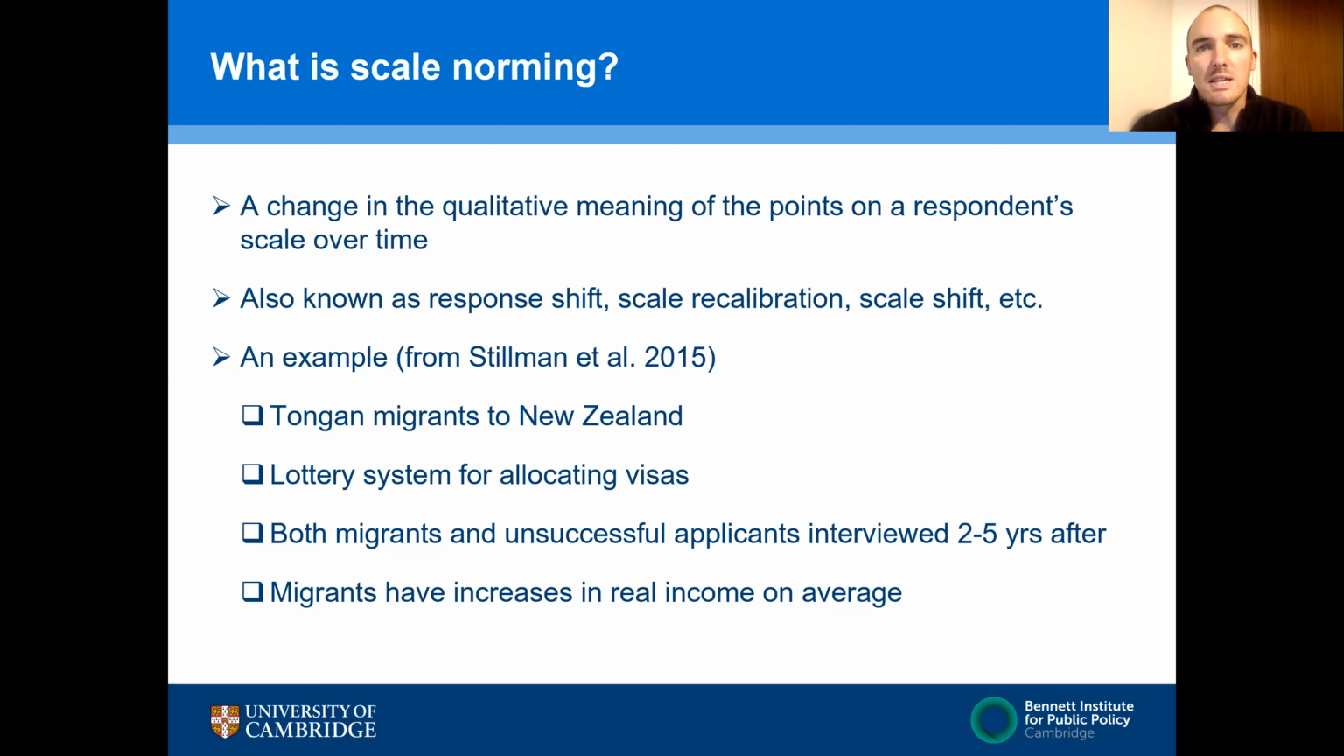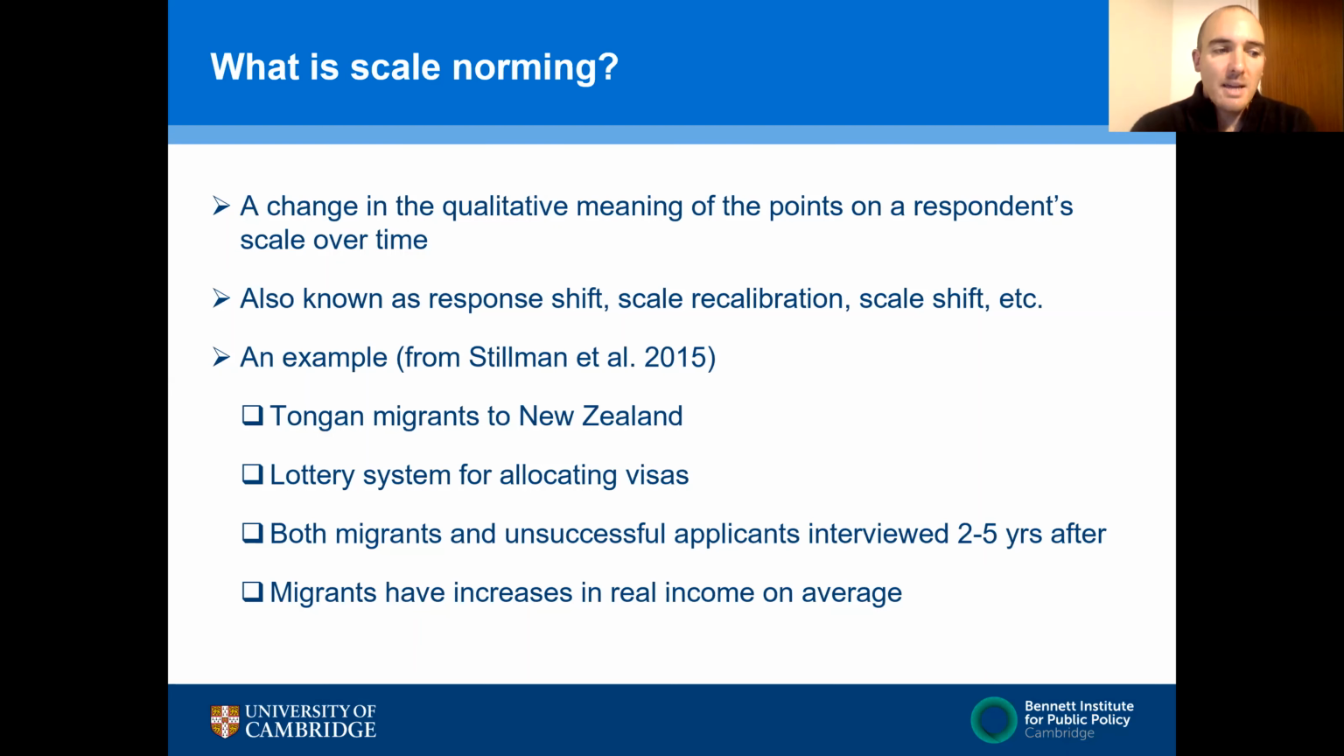So, a change in the qualitative meaning of the points on a respondent scale over time. What that means is that an 8 out of 10 at time one corresponds to a different level of latent life satisfaction or absolute life satisfaction than the same 8 out of 10 at time two or three or whatever it might be. In other literatures, this phenomenon is sometimes called response shift or scale recalibration or scale shift or inconsistent scale use, etc.